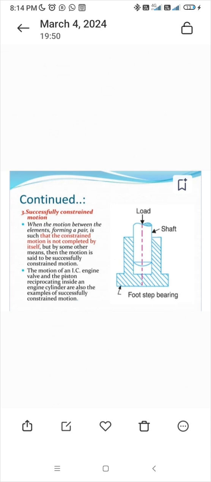An example for successfully constrained motion: the motion of the piston inside the engine cylinder is not completely by itself but due to the rotation of the crank. Similarly, the engine valves do not have their own motion but they are operated by rocker arms. Likewise, the footstep shaft and footstep bearing is also an example of successfully constrained motion.